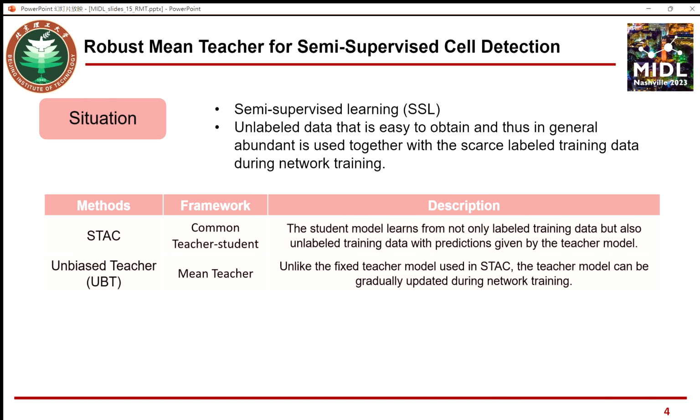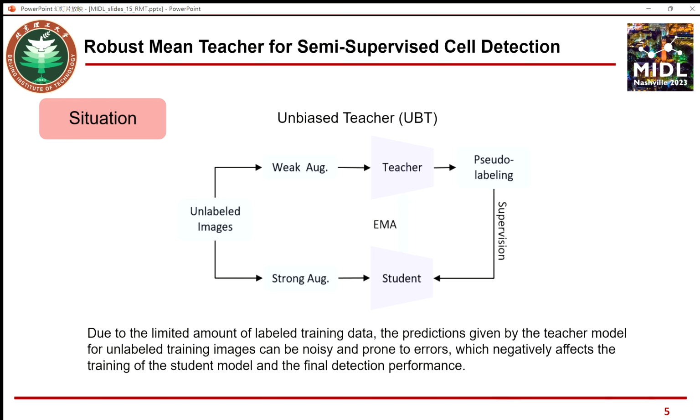Unbiased Teacher uses the mean teacher, unlike the fixed teacher model used in STAC. The teacher model can be gradually updated during network training. This is the framework of UBT. However, due to the limited amount of labeled training data, the prediction given by the teacher model for an unlabeled training image can be noisy and prone to errors, which negatively affects the training of the student model and the final detection performance.